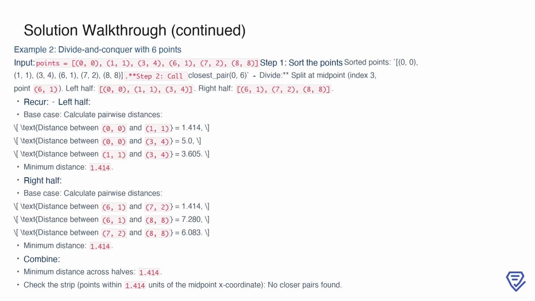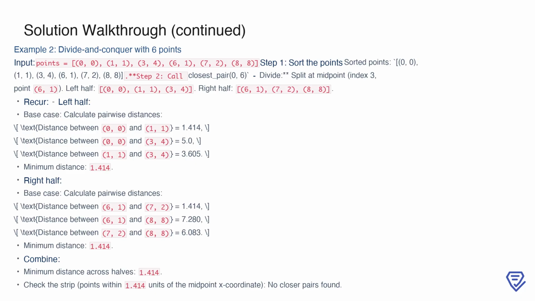In the divide step, we split the points at the midpoint, which is the point at index 3, (6, 1). This separates the points into a left half containing (0, 0), (1, 1), and (3, 4), and a right half containing (6, 1), (7, 2), and (8, 8). For the left half, since it contains only 3 points, we calculate all pairwise distances directly. The smallest distance is 1.414 between (0, 0) and (1, 1).